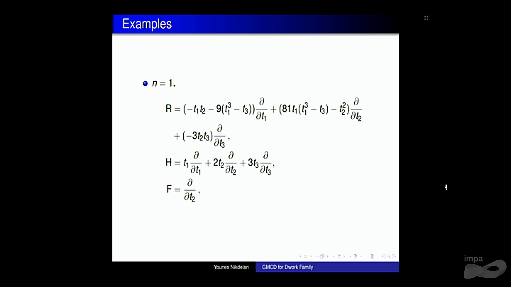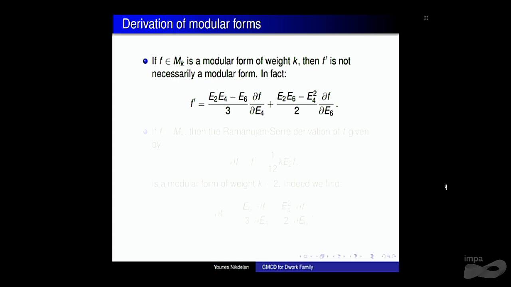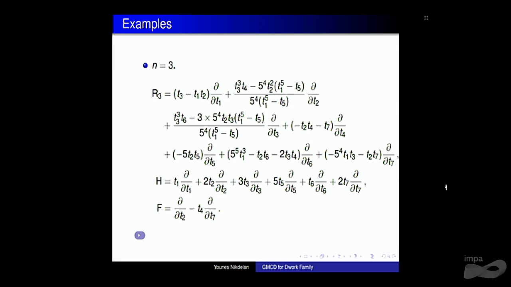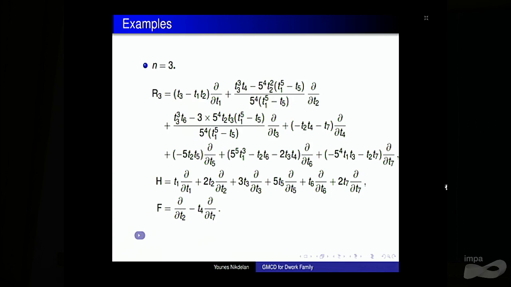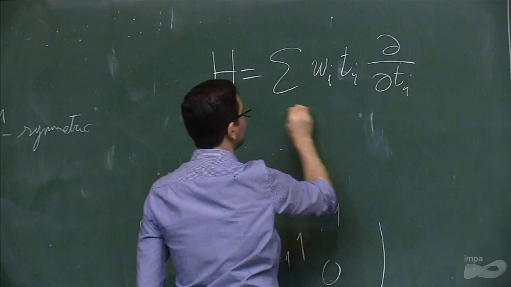Looking here, for n equals 1, our vector field will be in this way, H. And in the case of n equals 2, n equals 3, our vector field H is in this way. It is somehow the radial vector field. And in general, this vector field H is in the form w_i t_i d/dt_i.